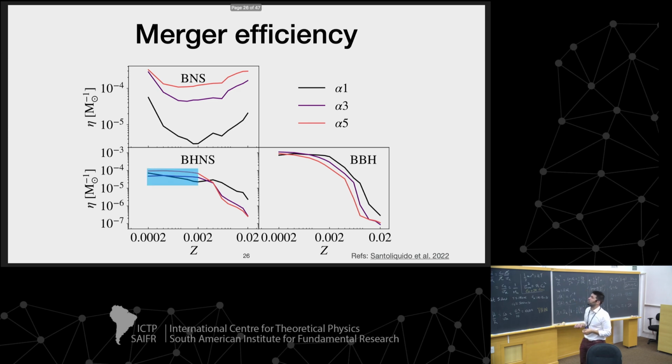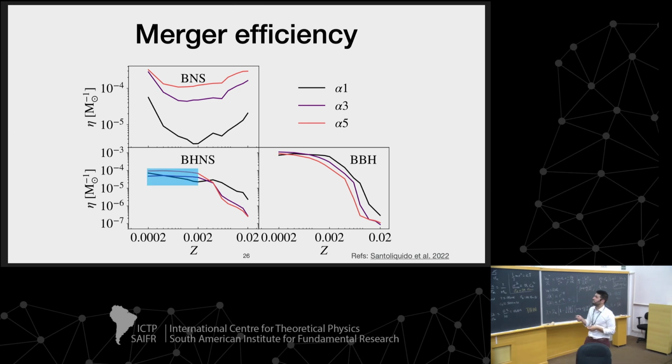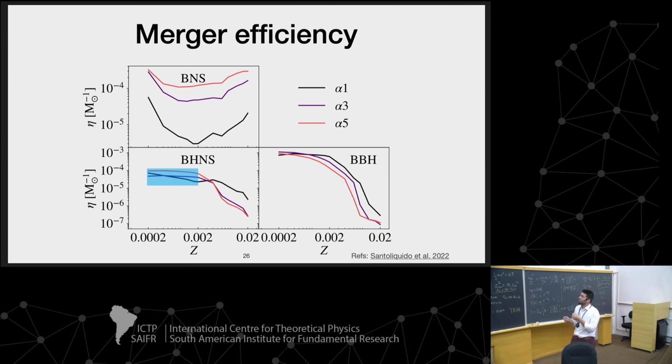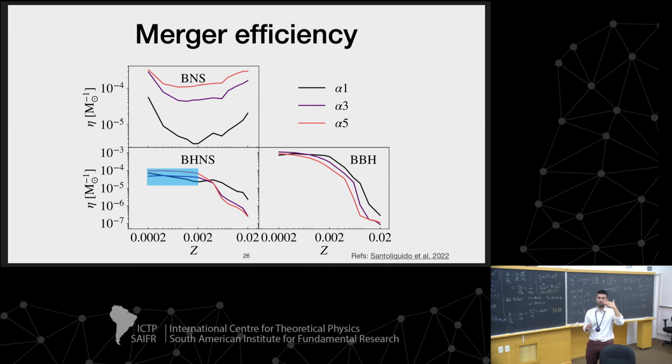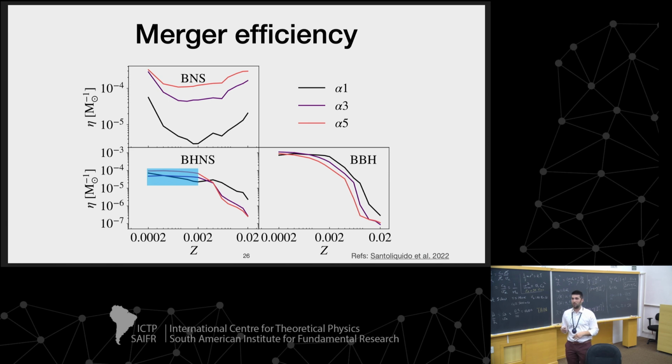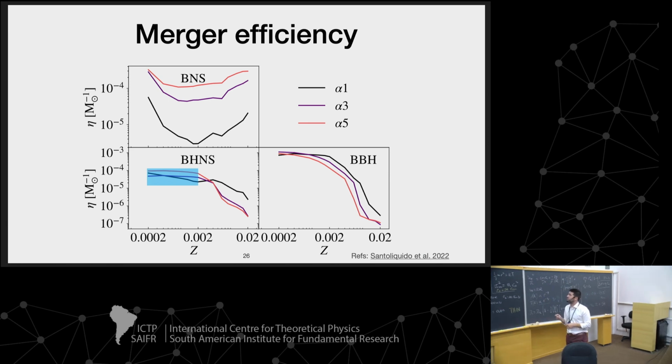So if we focus on BHNSs or BBHs, you see that at low metallicities, from 10^-4 to 10^-3, you have a high and almost constant merger efficiency. So at this metallicity, your massive stars efficiently produce black holes that are able to merge. If you approach solar metallicity and metal-rich stars, the number of black hole mergers plunges down.